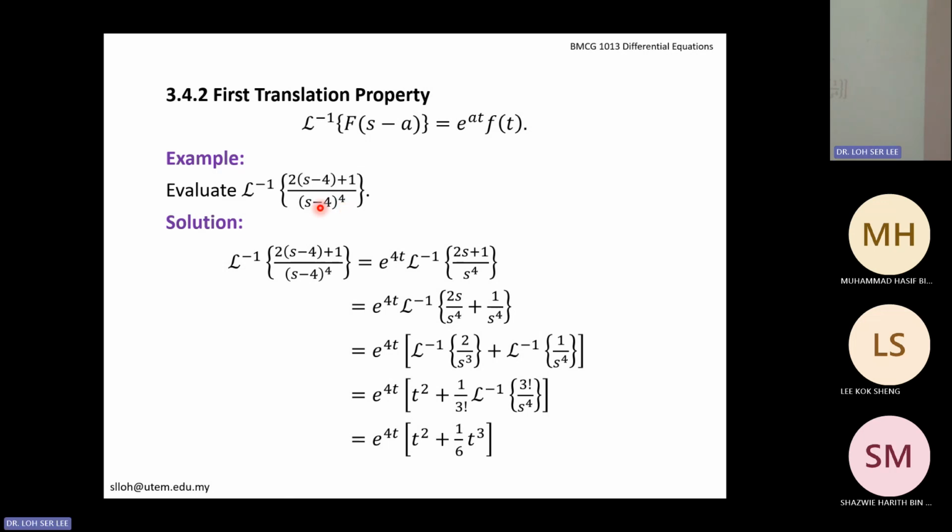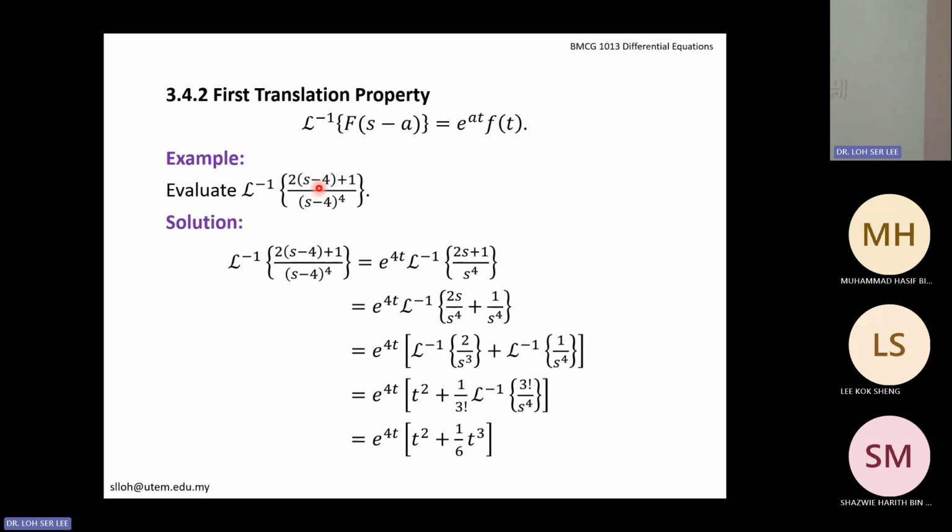So this is s minus 4, meaning that if you have an s at the top, that s must also be in the same form as this s minus 4. There is an s at the top, and this is also in the form of s minus 4. So this is a ready form where we can apply the first translation property, because all s are in the same form, s minus 4.